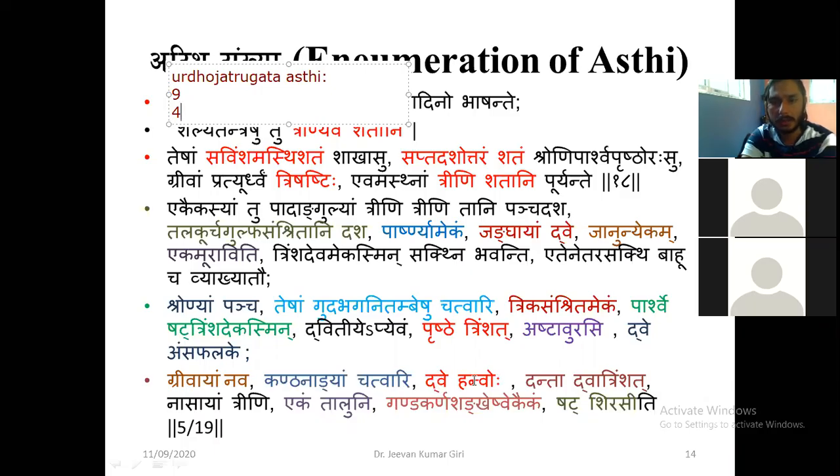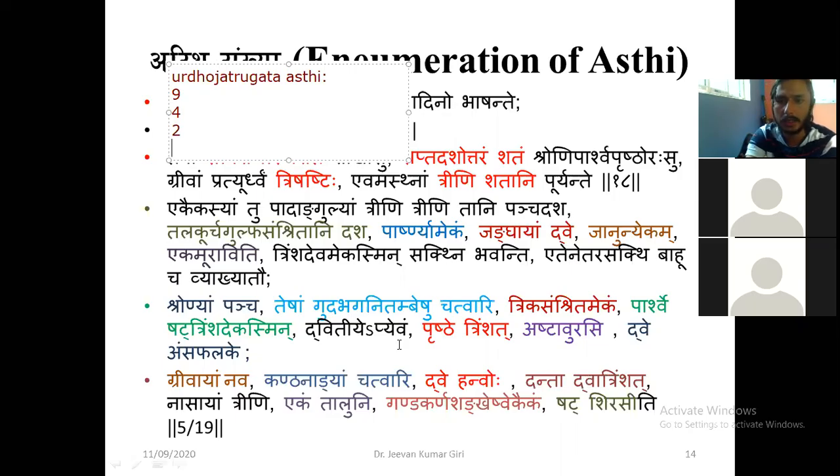Dvave Hanu. Just write Hanu, give an arrow and write 2. So Hanu, in the Hanu region, that is 2 bones. Then Danta Dvatrimshat. So just write Danta. So there is 32. Dvatrimshat: 30 plus 2. Dva is 2, Trimshat is 30. So Dvatrimshat, 32 in the Danta. So Danta, give arrow, write 32.